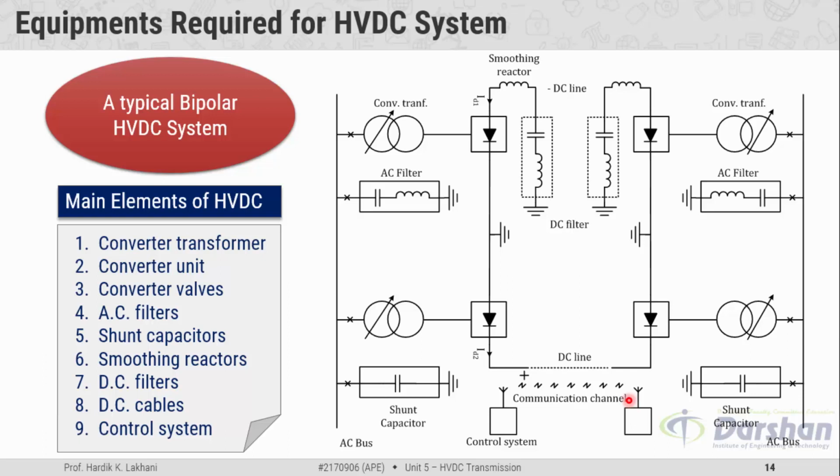Line diagram of a typical bipolar HVDC system is shown over here. AC bus 1, this portion is the sending end side and this portion is at the receiving end side. So with the AC bus, converter transformer are connected. Even AC bus filter and the shunt capacitors are also connected. Then the converter units, right?